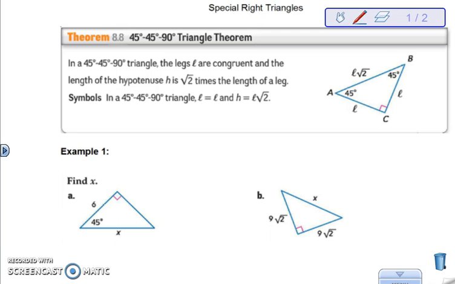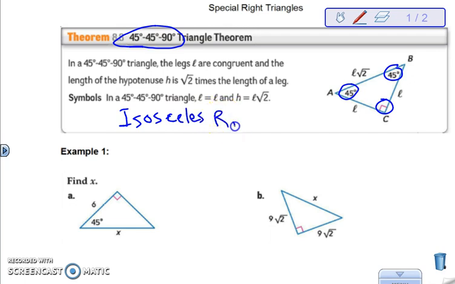There are two very, very common right triangles that we'll see all the time, and because of this they are known as the special right triangles. The first of which is our 45-45-90 triangle. We call it this because the angles of that triangle are 45, 45, and 90 degrees. Of course, this is also an isosceles right triangle, so you may also see it as that name.